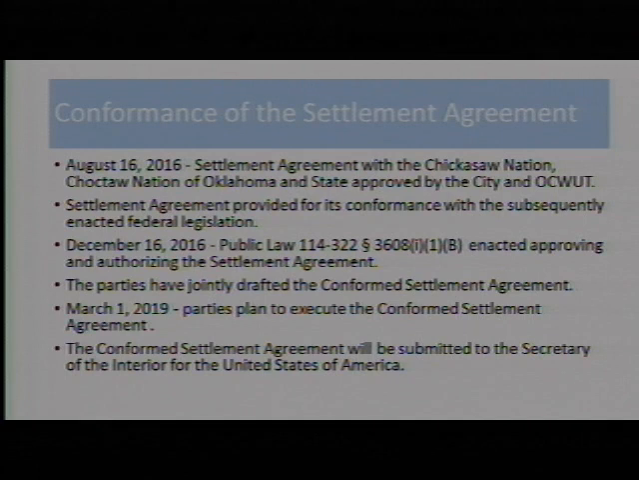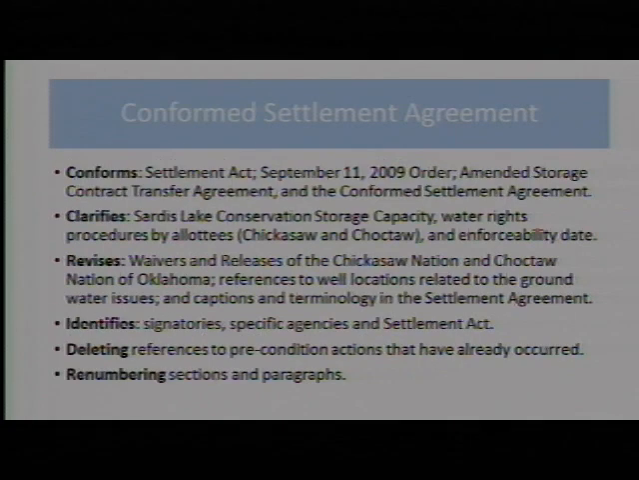We have a resolution before you now authorizing the chairperson and the secretary to sign the conformed settlement agreement because we will not be meeting on that date. After the conformed settlement agreement has been approved by all the parties, it will be forwarded to the Secretary of the Interior and the federal government for execution. Next. What has been changed or what is conformed in the settlement agreement?